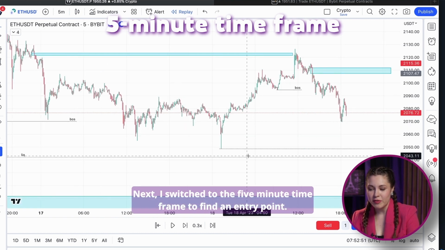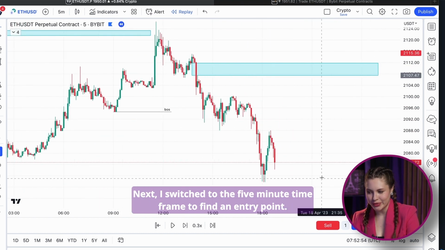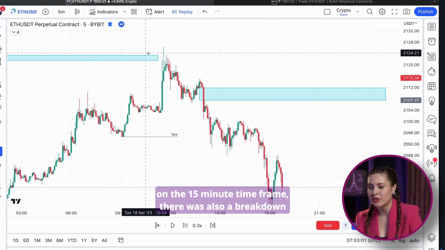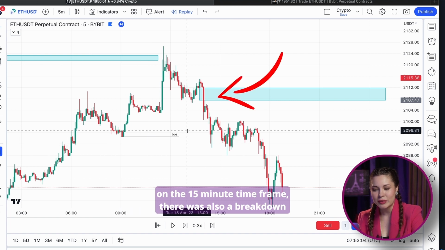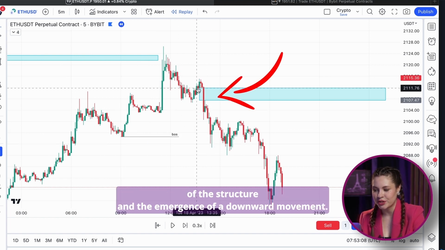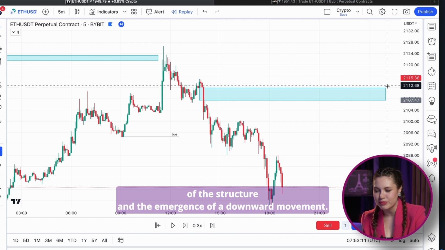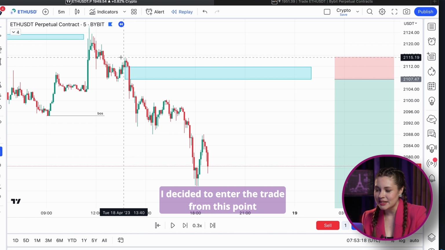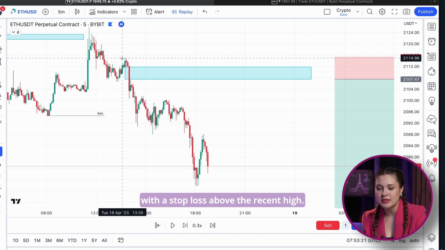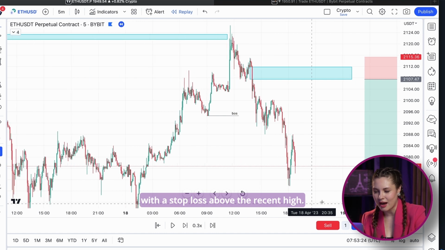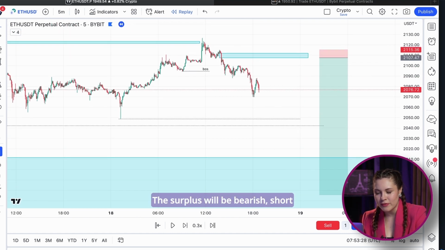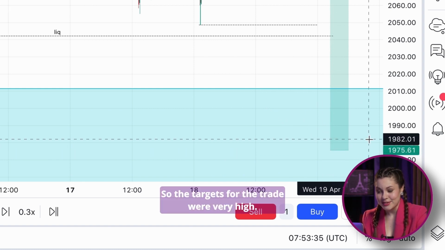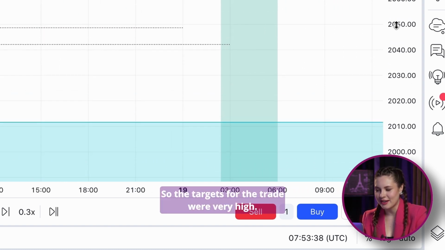Next, I switched to the 5-minute time frame to find an entry point. And you can also see that after the test of the imbalance that I mentioned on the 15-minute time frame, there was also a breakdown of the structure and the emergence of a downward movement. There was also an imbalance. I decided to enter the trade from this point with a stop loss above the recent high. The stop loss will be very short. Take profit will be right here. So the targets for the trade were very high.